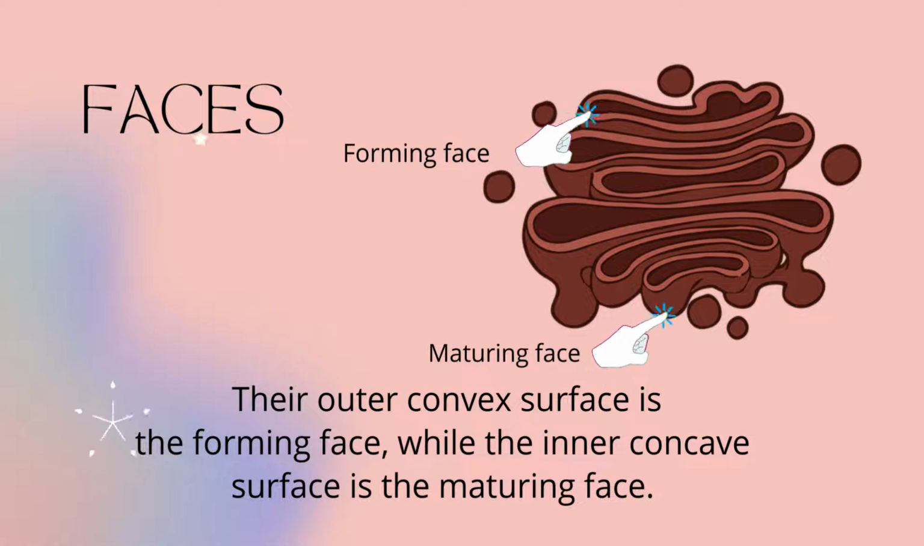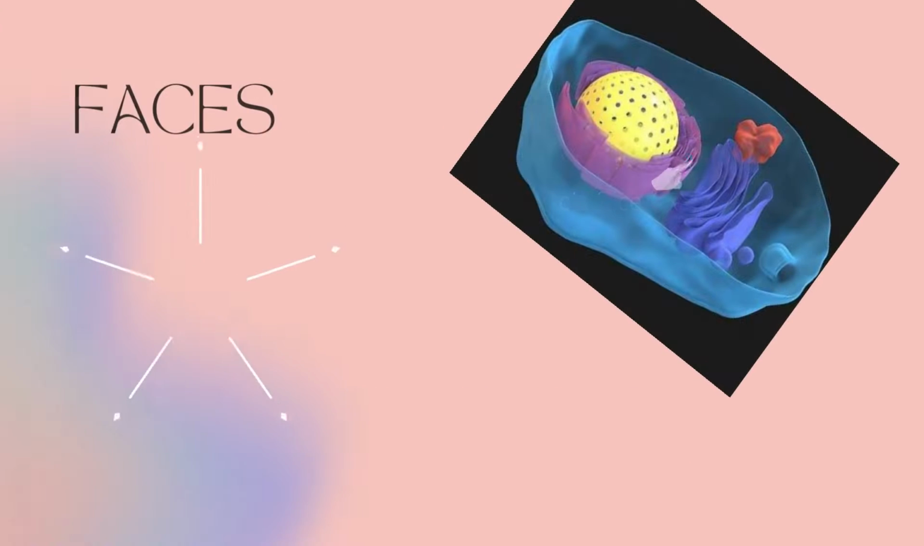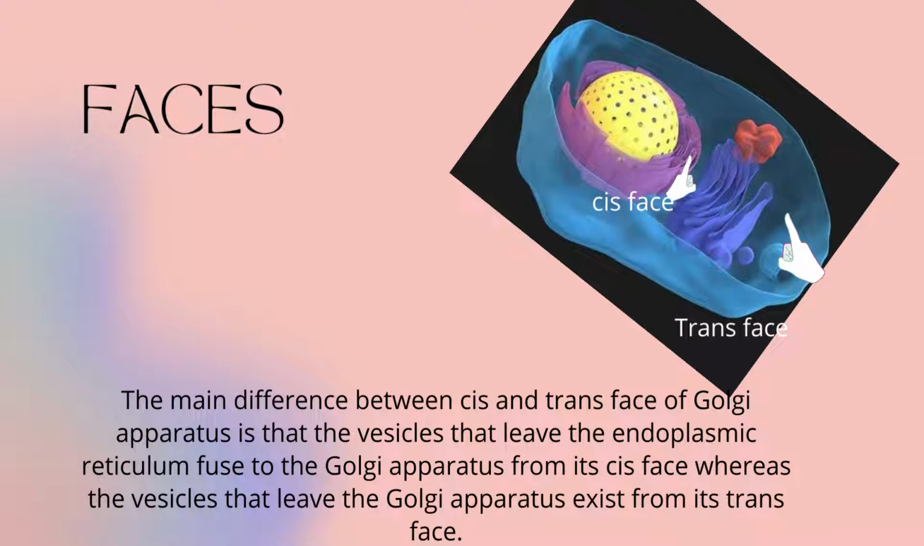Forming phase or cis phase is always present near the endoplasmic reticulum, and trans phase is mostly present toward the plasma membrane. The main difference between cis and trans phase of Golgi apparatus is that the vesicles that leave the endoplasmic reticulum fuse to the Golgi apparatus from its cis phase, whereas the vesicles that leave the Golgi apparatus exit from its trans phase.